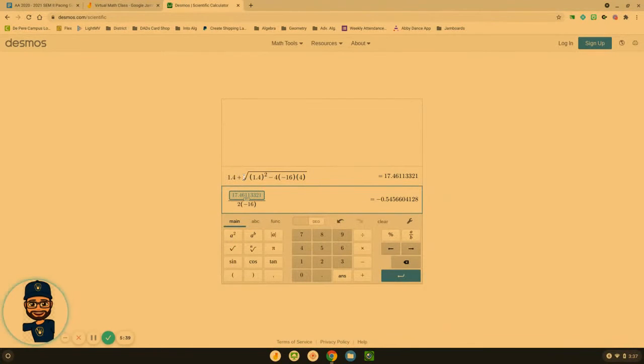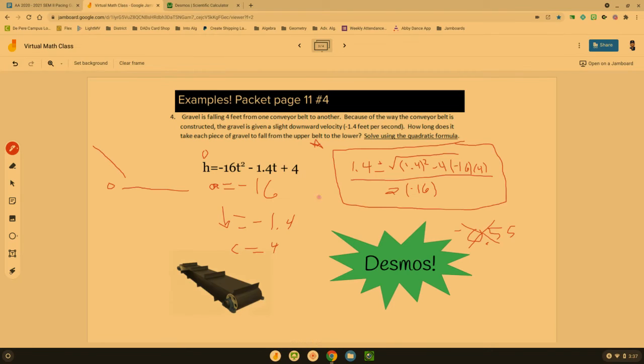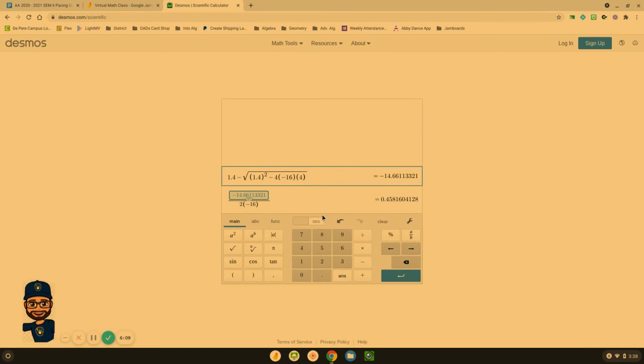Now, all we've got to do is instead of calculating the plus, I'm going to delete that and hit minus. And it changes both of the answers here. It changed that line to -14.66, and then it changed our overall answer to 0.46 seconds. So it would take that gravel almost half a second to go from one conveyor belt to the next, all because we use decimals to solve that, right?